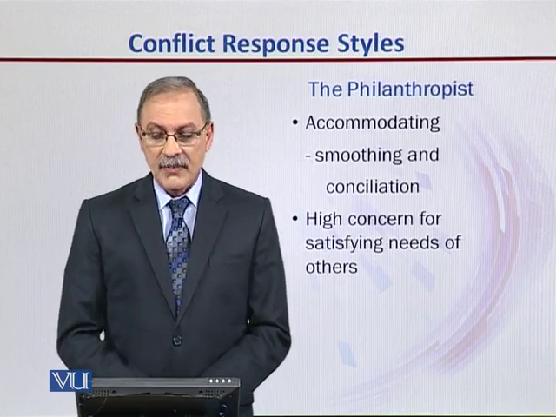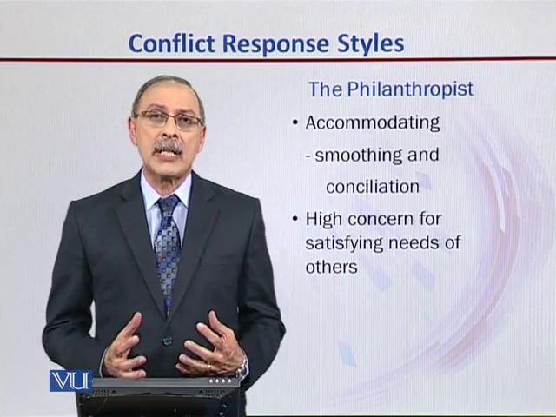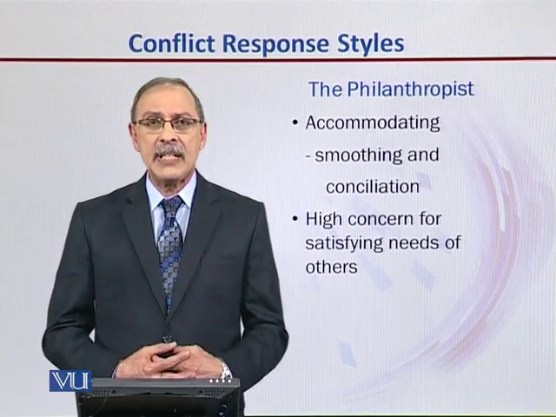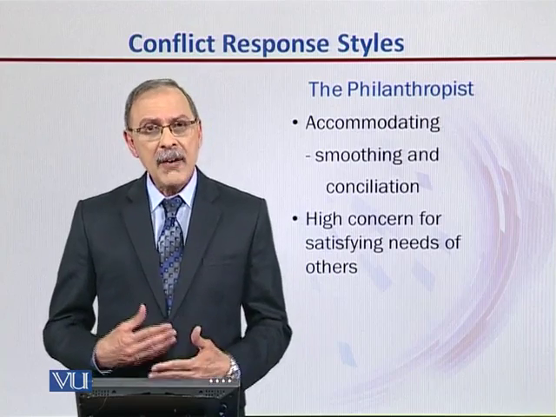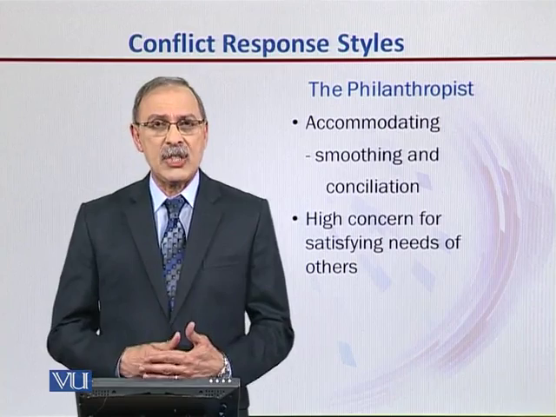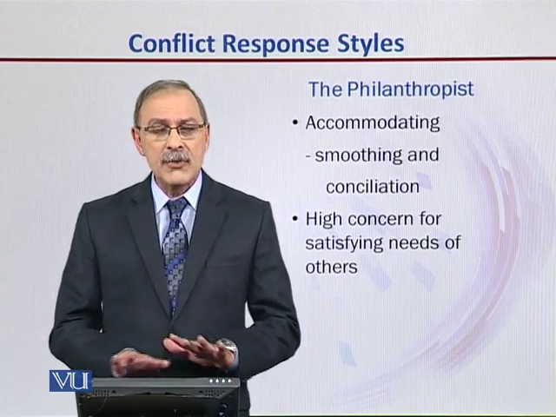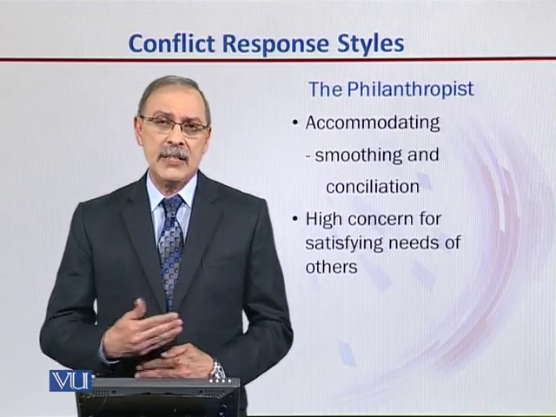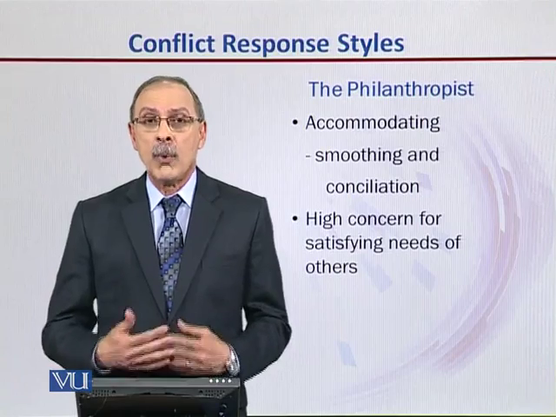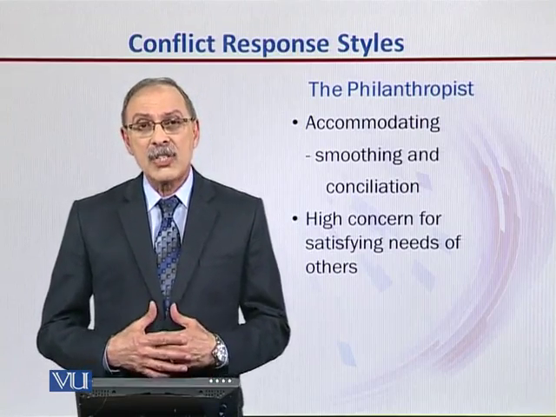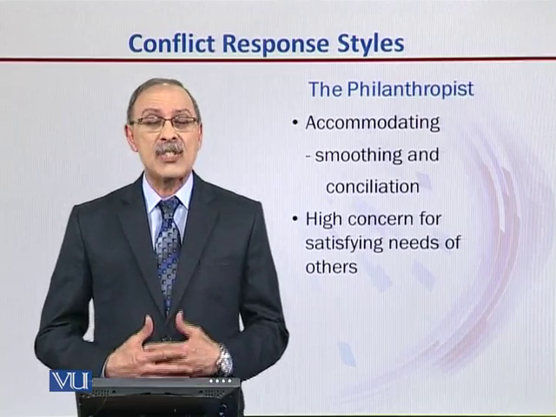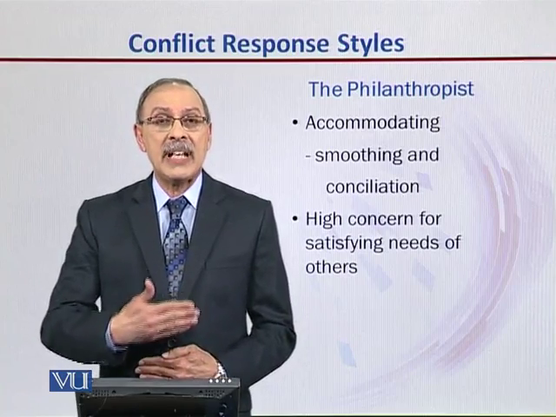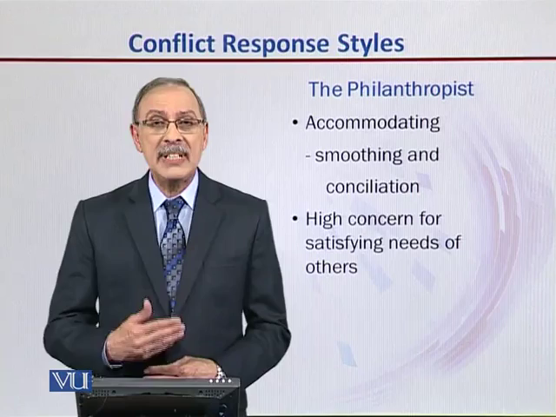The fourth type is the philanthropist. This individual is focused on accommodating. He will do or she will do whatever sacrifices are needed to accommodate what the other individual or the other party is trying to say. So their function is that of smoothing and conciliation. They will make sure that the way is smooth, whatever hindrances arise are taken care of because they are willing to accommodate. Make space for the other individual's opinion, for the other individual's point of view, for what the other individual thinks. So here, there is really a very high concern for satisfying needs of the others. So this individual puts his or her needs behind and looks at the needs of the other individual and tries to make sure that those needs are met.